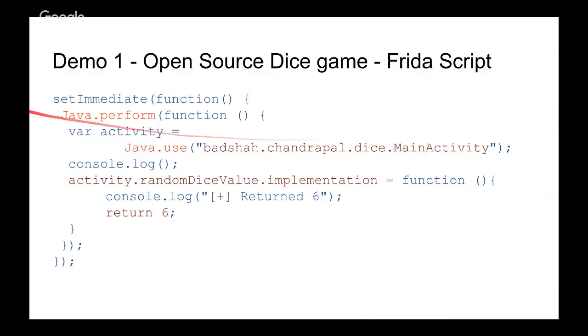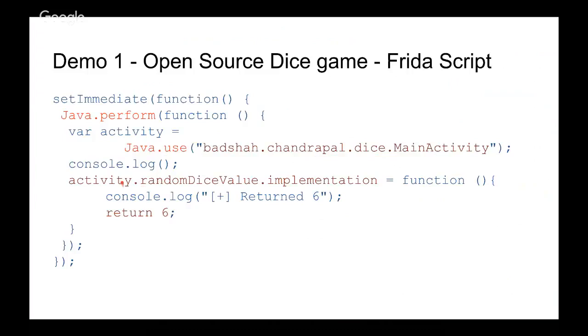What we do is setImmediate. This is a JavaScript keyword which says that whenever the JavaScript engine is initialized, no matter what other process you run, run this script first. Then you have Java.perform, which says whatever is defined under this function, please go and execute. Then we create our own variable, activity, and we use Java.use, the keyword given by Frida, to get control over this class, where the package name is the dice package and MainActivity is the class.